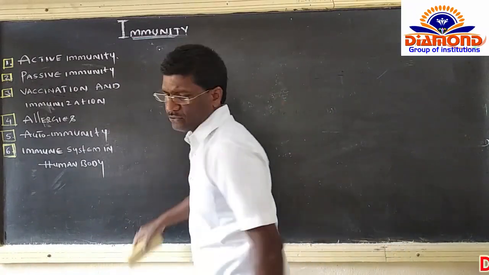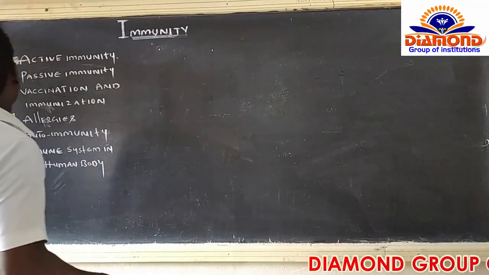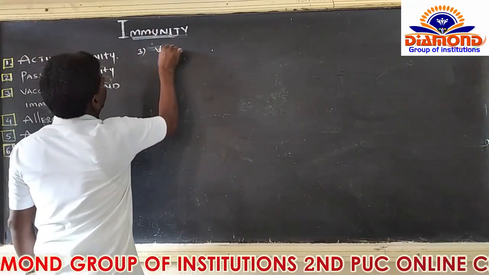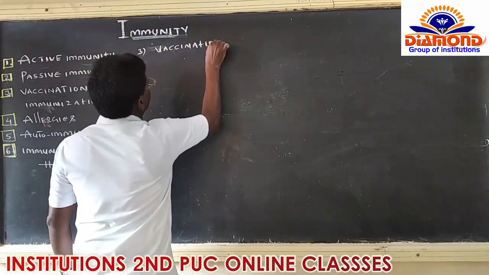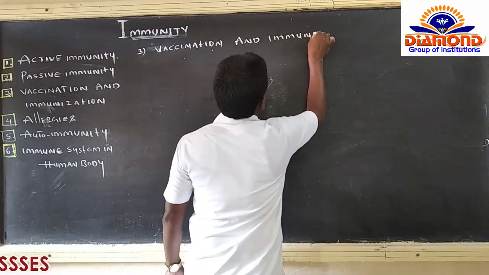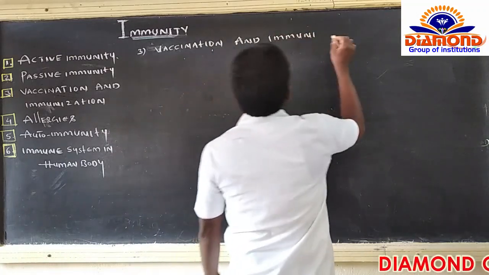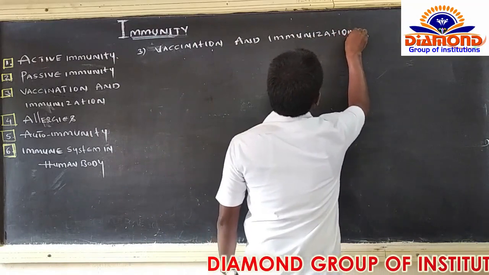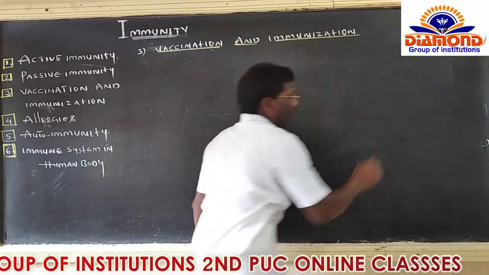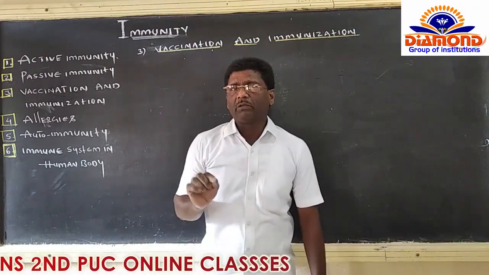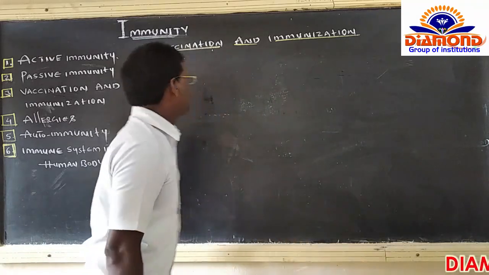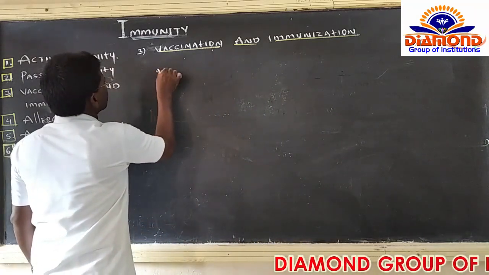Now, the third one: vaccination and immunization. First of all, I would like to give you the correct meaning for vaccination and immunization. Regarding vaccination, the first definition is this.